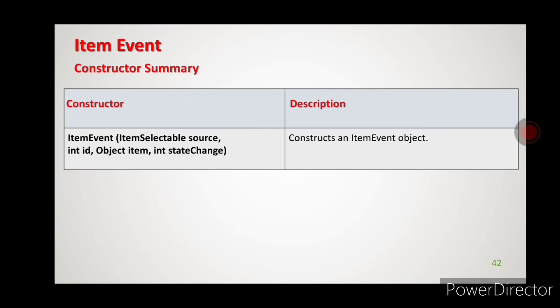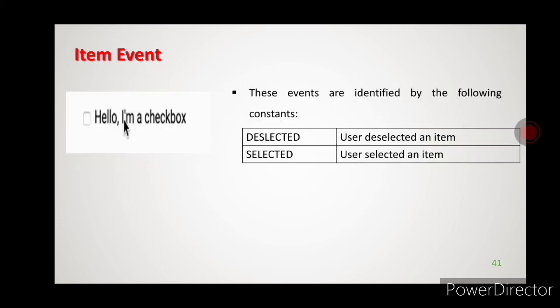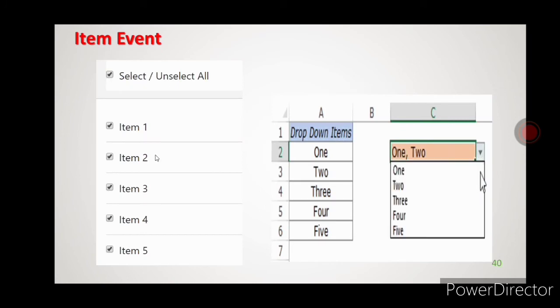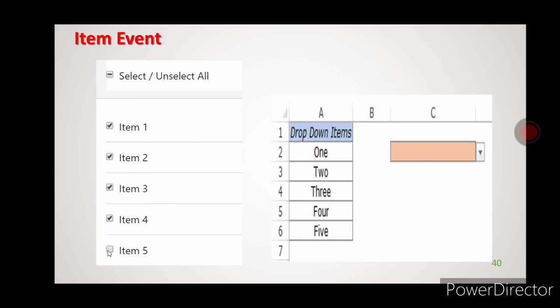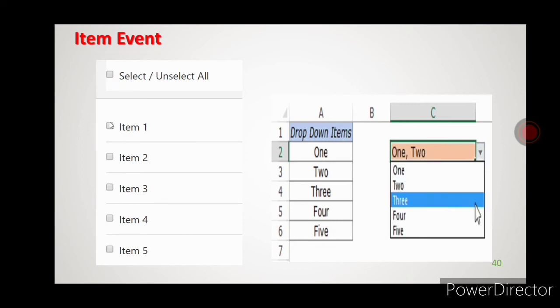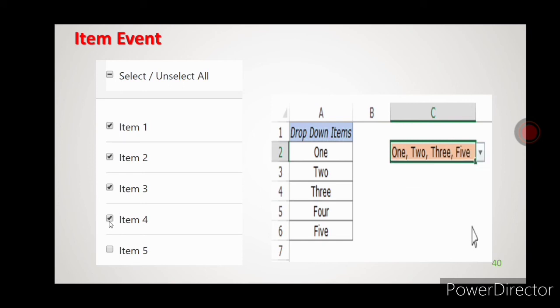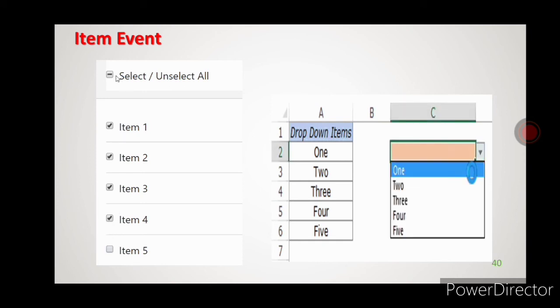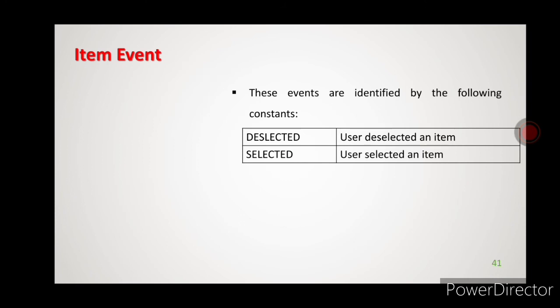Next, Object item. This means from which item the item event is generating. See here, item 1, item 2, item 3. There are 5 items here. If I click on item 3, from that item 3 the item event is generating. That it will return. And every item here that we select will be returned as an object, not in a string format or integer format. Those will return as an object itself.